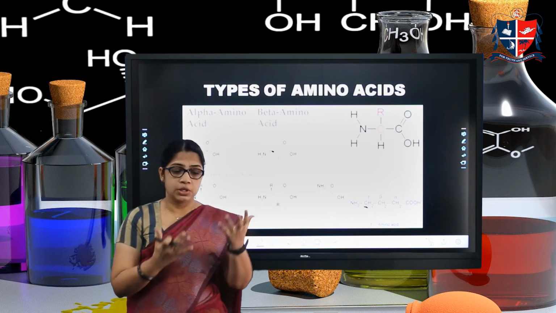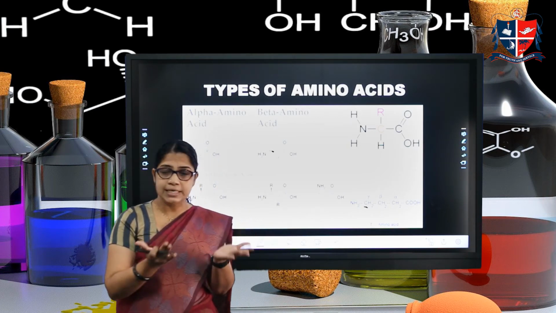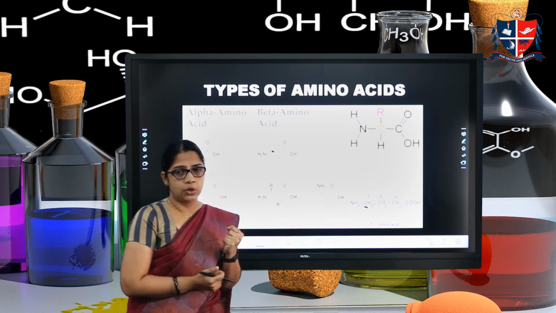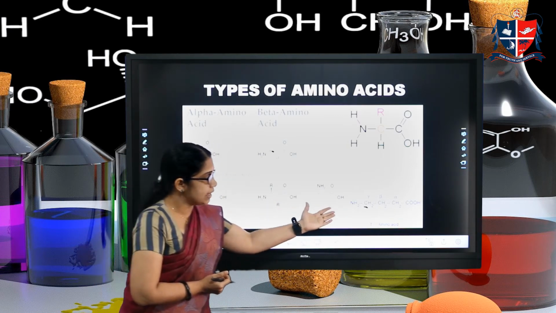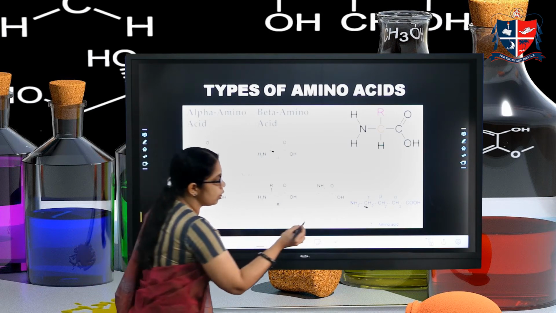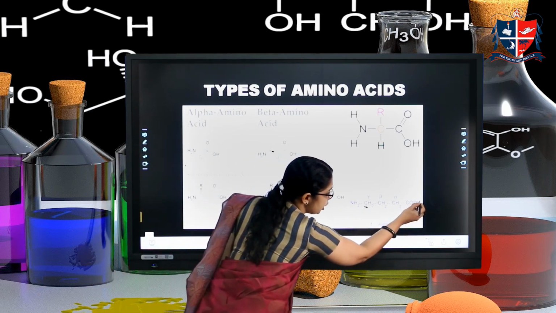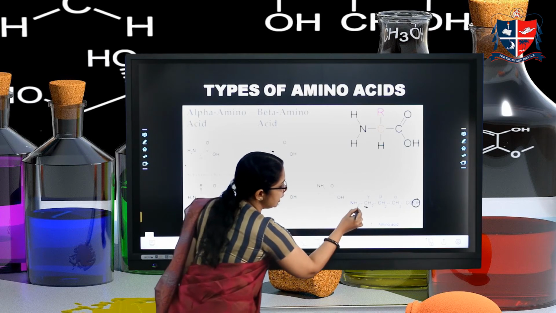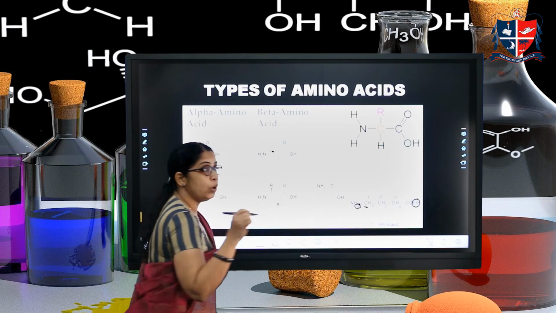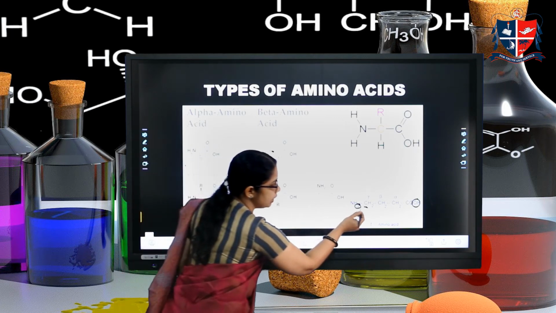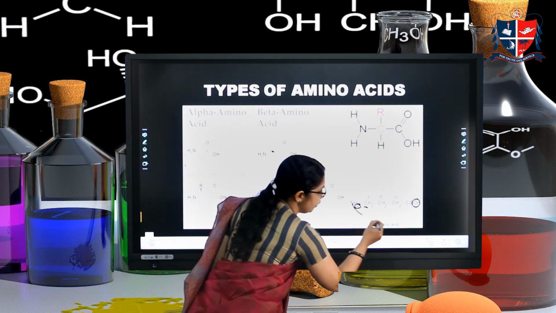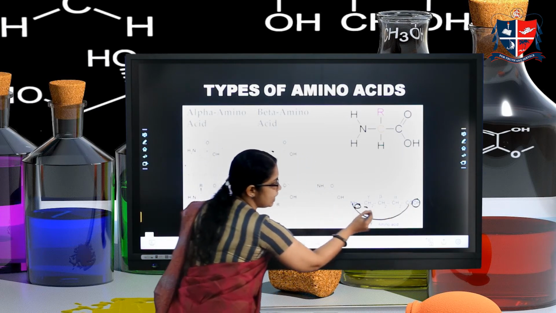We can distinguish whether it is an alpha, a beta, or a gamma amino acid. If we heat a gamma amino acid, what happens? It leaves a molecule of water, that is OH from here and hydrogen from here. It leaves a molecule of water, and it will form a bond connecting this NH and CO.